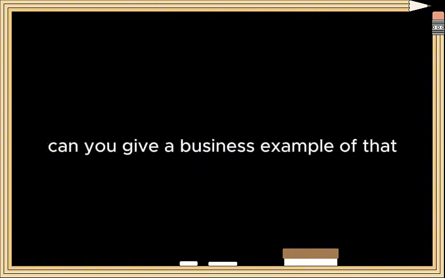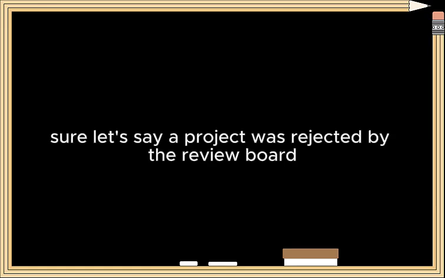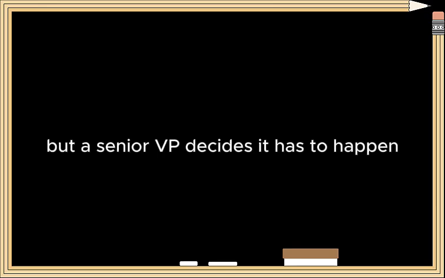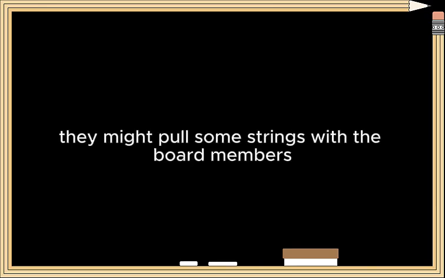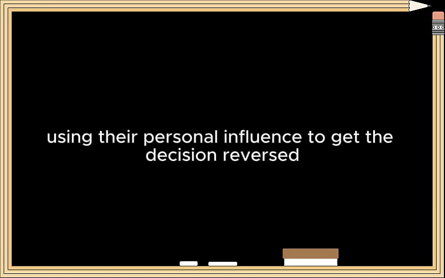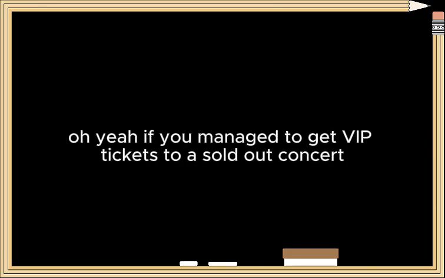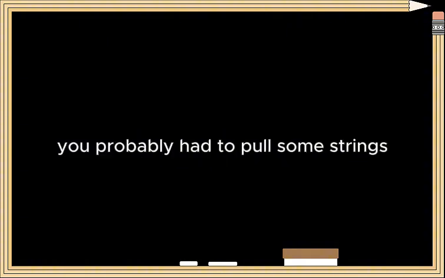Can you give a business example of that? Sure. Let's say a project was rejected by the review board, but a senior VP decides it has to happen. They might pull some strings with the board members, using their personal influence to get the decision reversed. And it applies socially, too. Oh, yeah. If you managed to get VIP tickets to a sold-out concert, you probably had to pull some strings.